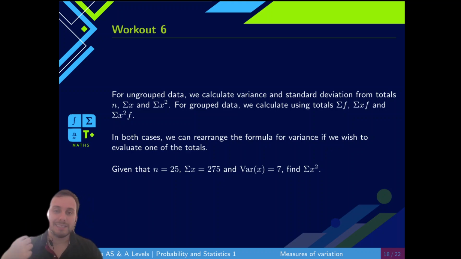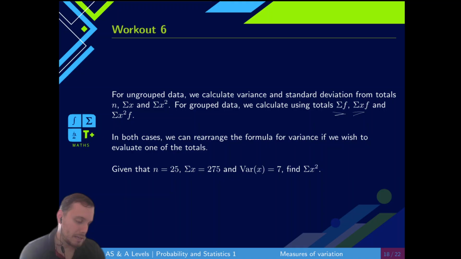It has to do with using variance and standard deviation in order to find some values, like the sum of the frequencies times the values of x, and the sum of the frequencies times the values of x squared. Like in this case, we are told that n is 25, the sum of x is 275 and the variance is 7, and we have to find the sum of x squared.